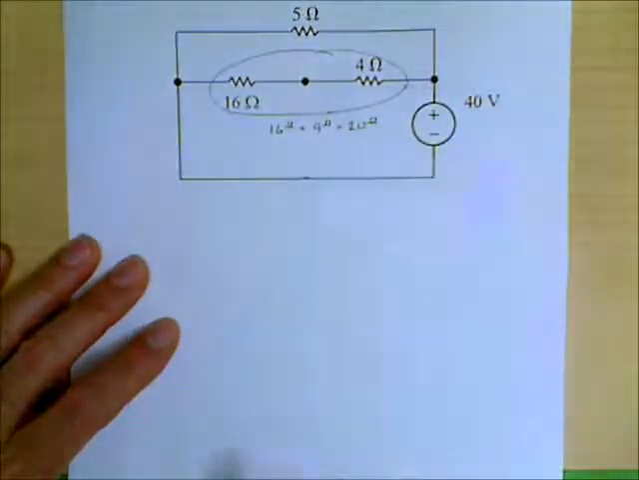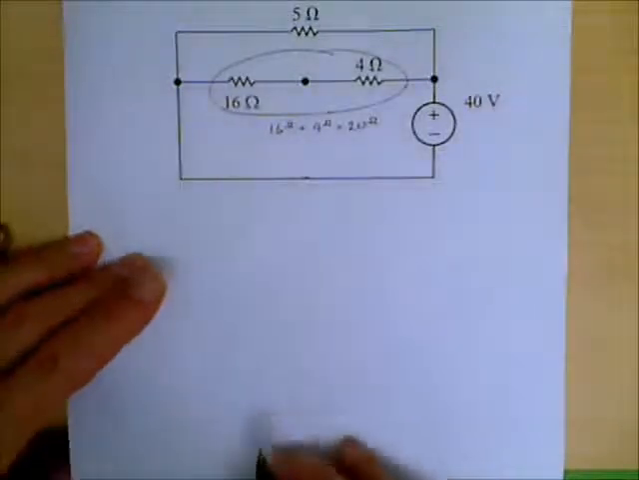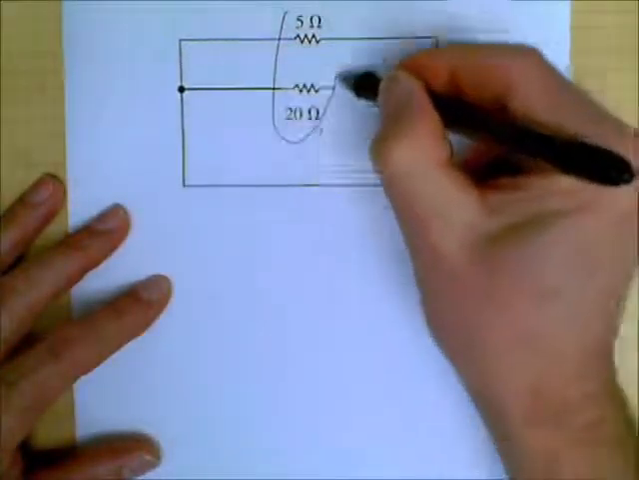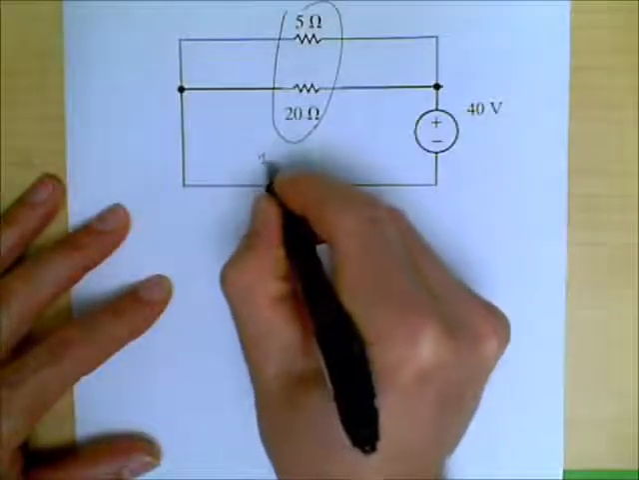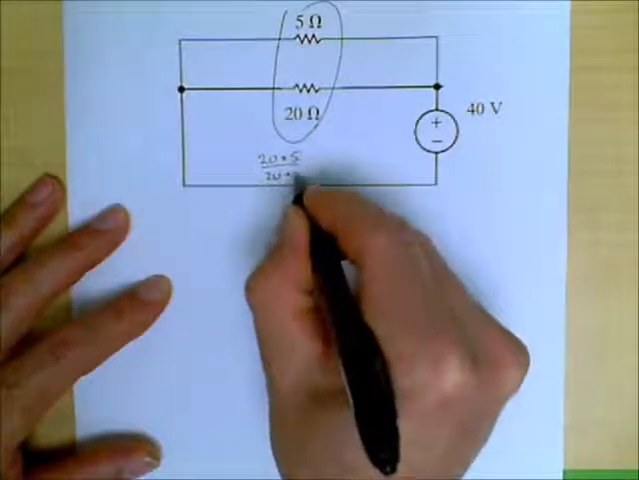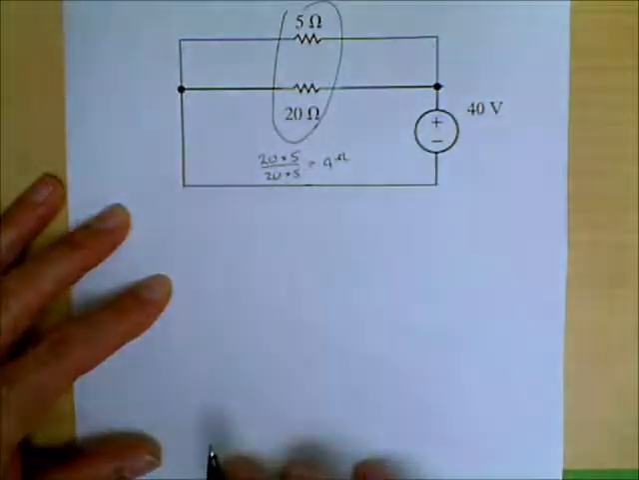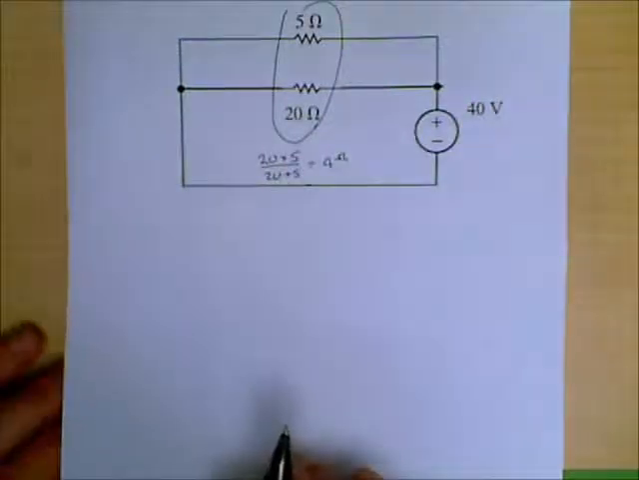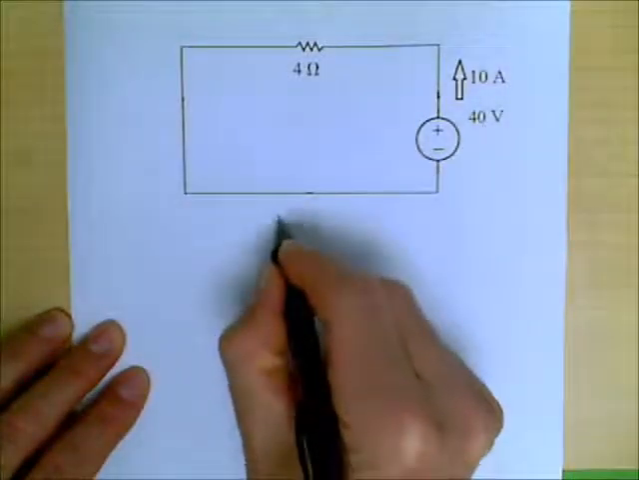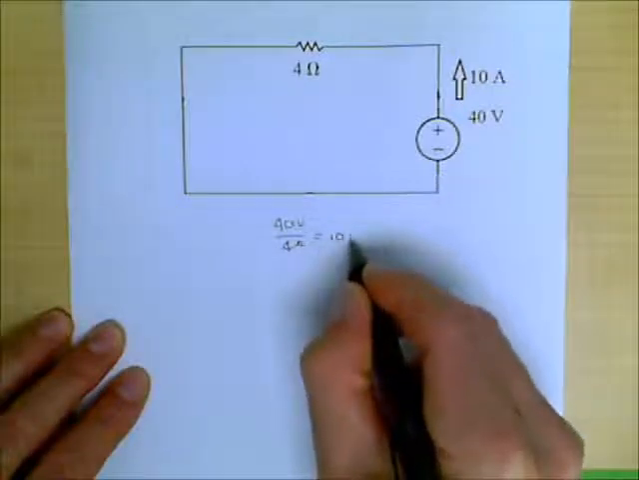And so we replace that combination with 20 ohms, and I'll do that for you very quickly. And we then see that there is a parallel combination of these two, and we find that we have 20 ohms times 5 ohms divided by 20 ohms plus 5 ohms, and this is equal to a combination of 4 ohms. So we can replace the entire resistive network with a 4 ohm resistor. When we replace it with a 4 ohm resistor, we find that there are 40 volts applied across 4 ohms, which gives us 10 amps.